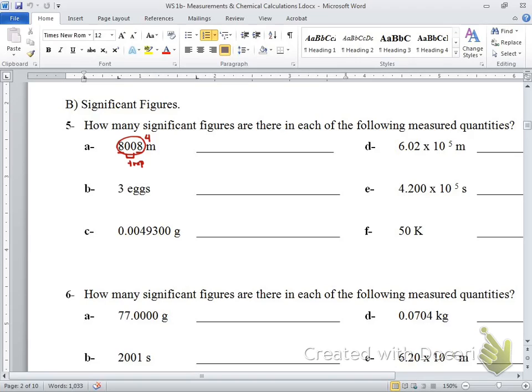Right? Now, the next one, eggs. You can count eggs, right? So when I say there's 3 eggs, how much uncertainty is there in 3 eggs? None. And the first one is that all non-zero digits are significant. Don't you know all non-zero? Well, it's just not 0. So all the digits are significant except 0.